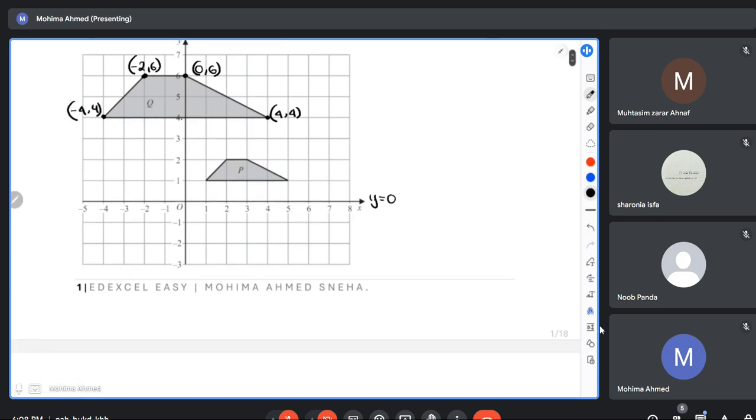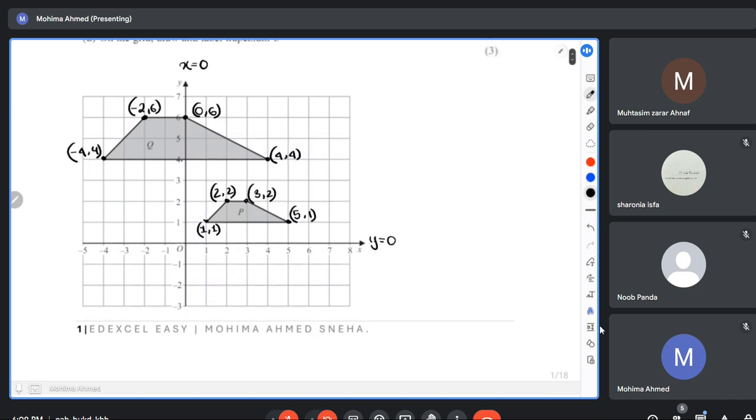Similarly, I need to find the coordinates for trapezium P also, which is going to be 5, 1. This is 3, 2. And this is 2, 2. And this is 1, 1. Is there anyone still having any confusion about how I'm labeling these coordinates over here? Any problem?